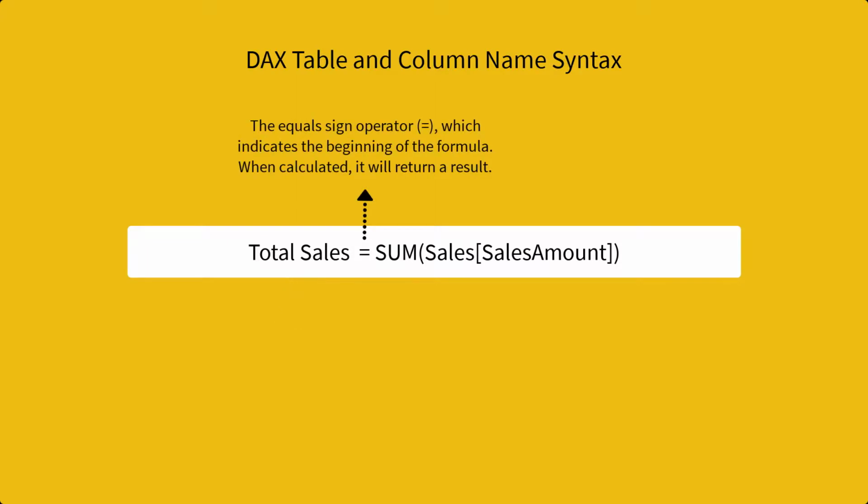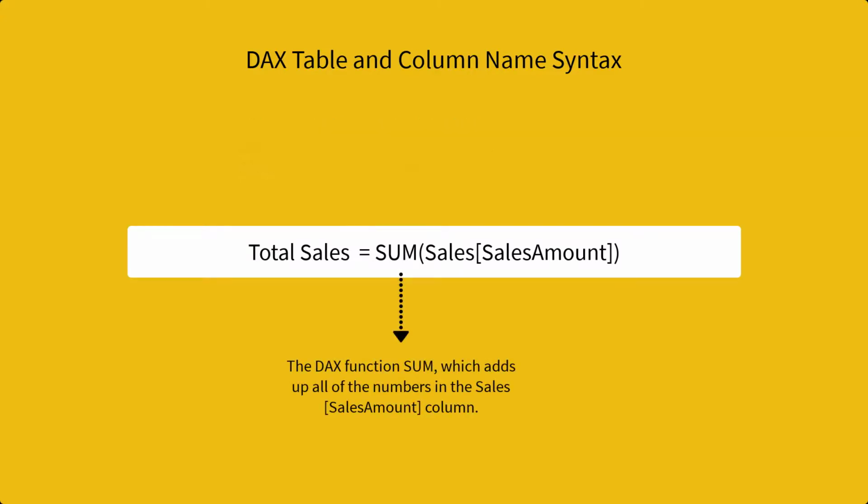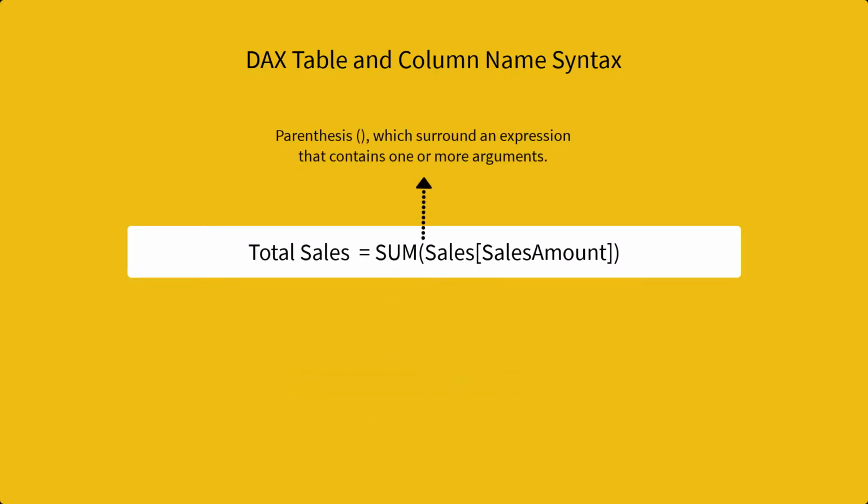That measure name is followed by an equal sign operator, which marks the beginning of the formula. After the equal sign operator is a function, for example SUM, which performs the addition of the numbers provided as arguments for that function. Then this function starts with a parenthesis, and once all the required arguments are defined, it is very necessary to end the function with the closing parenthesis.